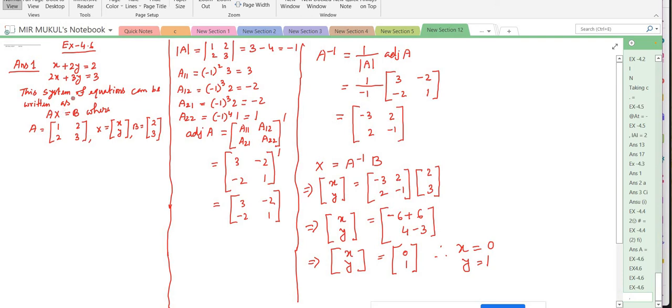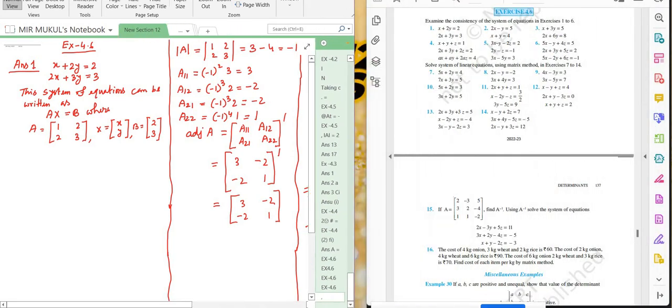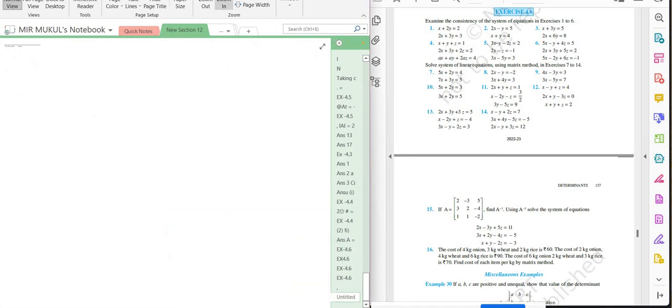And check whether it is satisfying or not. Yes, it is satisfying both equations if we put x equals 0 and y equals 1. Then we can observe left hand side equals right hand side. Right? Yes, sir. If there are 3 equations, then also the method will be the same. Okay. Yes, sir.